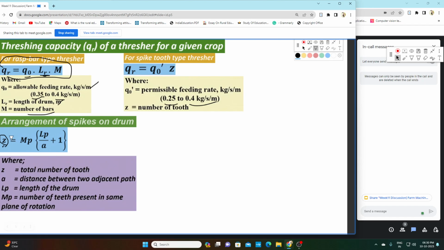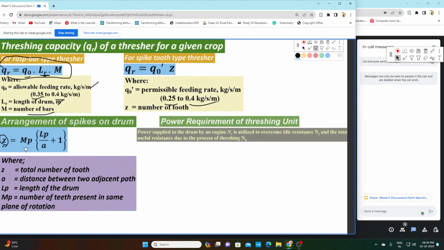Again I am repeating, the formula is MP into LP by A plus 1. MP is the number of teeth present in the same plane of rotation. LP is the length of the drum. A is the distance between two adjacent paths, and we are adding plus 1. So by that we get the arrangement of spikes on the drum, that is, the total number of teeth on the drum.